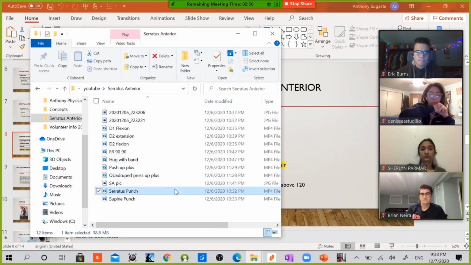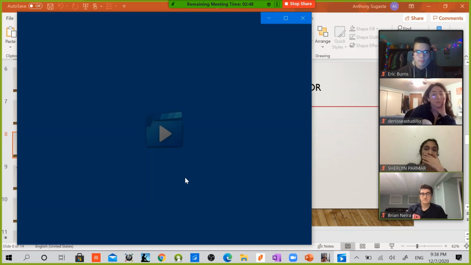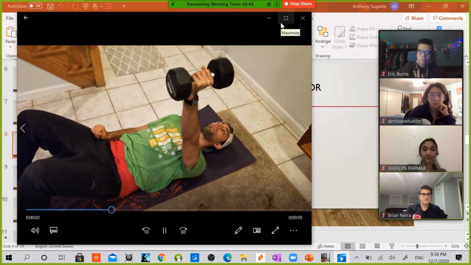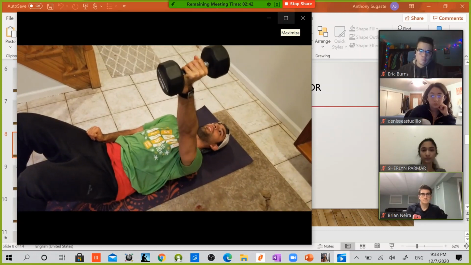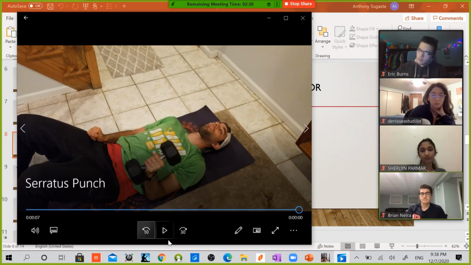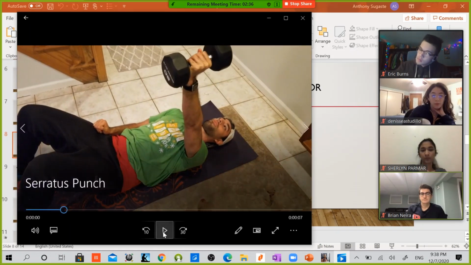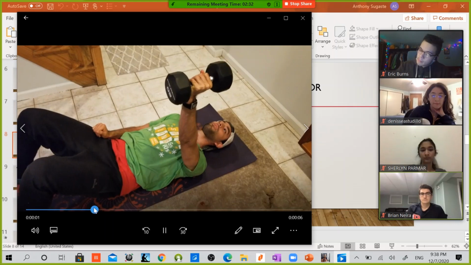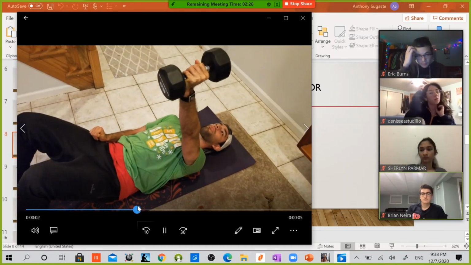Let's see. So this is a more stereotypical exercise you may see in the clinic. So this is just keeping the elbow straight and just monitoring and just trying to punch up that little extra toward the ceiling.